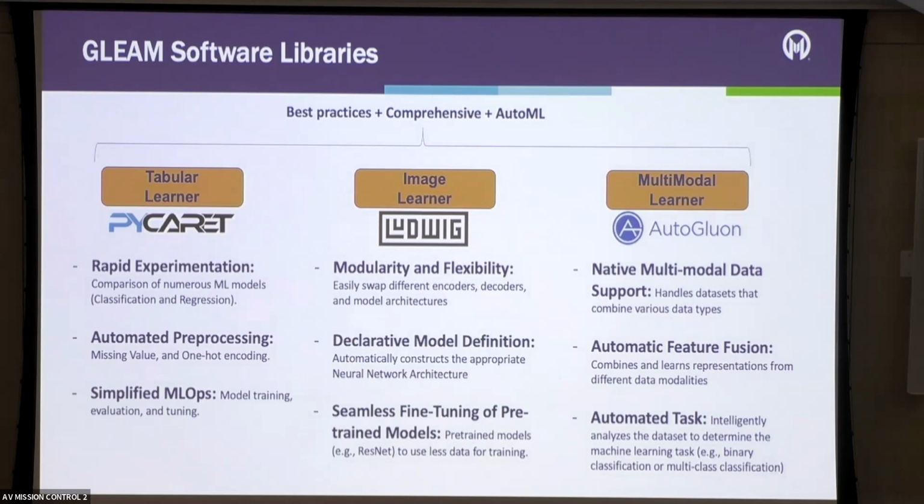For the image learner, we have Ludwig. It has great modularity and flexibility to have different encoders and decoders and also change model architecture. So this was a great pick. And for the multimodal learner, we have AutoGluon running because it has native multimodal data support.